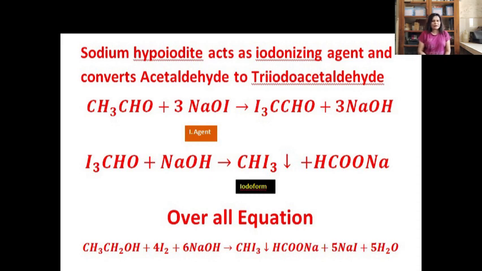Now this sodium hydroxide again reacts with the triiodoacetaldehyde, that is I3CCHO. It will react and result in the formation of yellow crystals of iodoform, that is CHI3. Along with that, you will get sodium formate along with water. So this is the main theory.